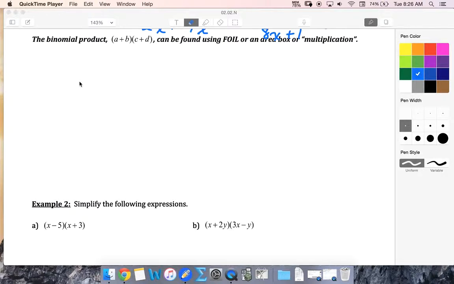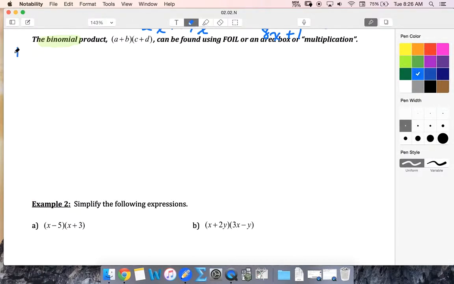So bi means two, so binomial is two terms. So this is one binomial, this is another binomial because each has two terms, and then product means they're being multiplied. So binomial product. We've got three different ways we can multiply these.